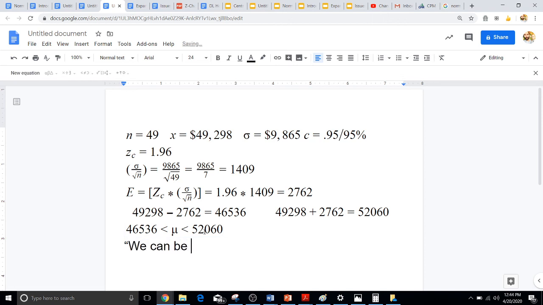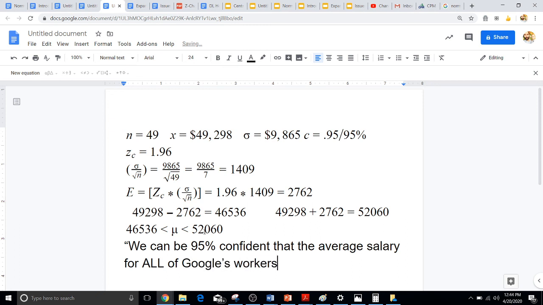We can be 95% confident that the average salary for all of Google's workers will fall between $46,536 and $52,060.